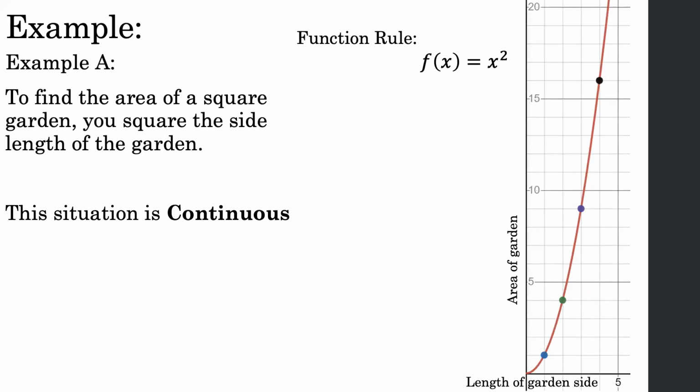So we think of the length of the garden side, I could have a length that's 1.2. It doesn't have to be exact measurements for my side length, correct? So therefore, I could still square it, and it would keep going and going and going, right? Continuous. Make sense? Okay. So the biggest thing you want to think about is the type of data.